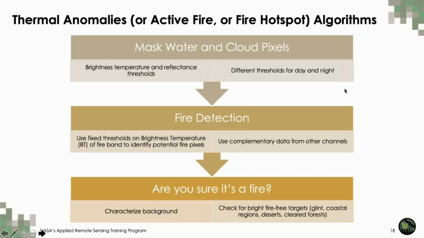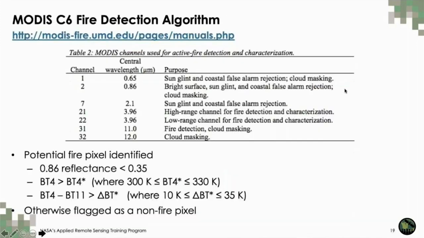And some artificial objects such as solar panels, solar farms, and buildings, we have to remove them from the data set. So that is kind of a big picture of the fire algorithm, how it works.